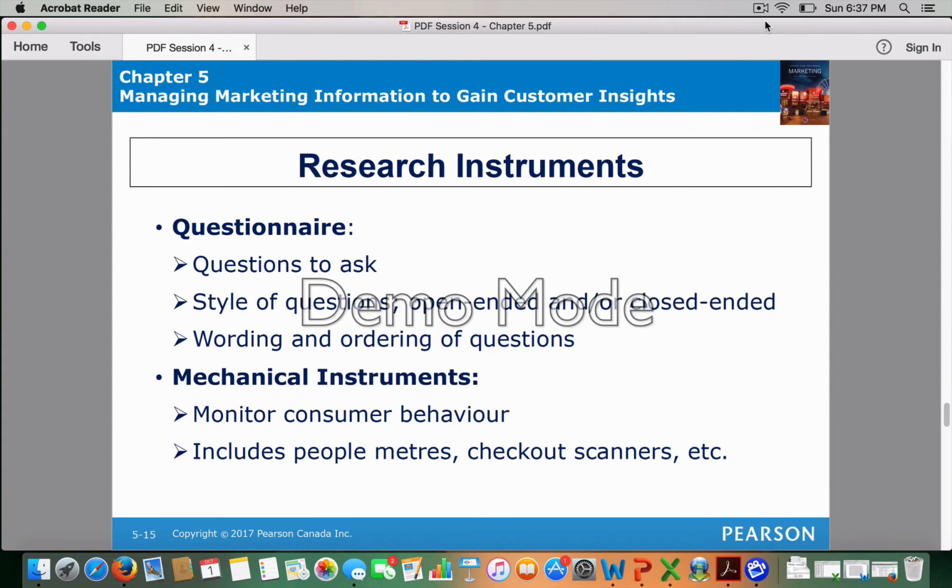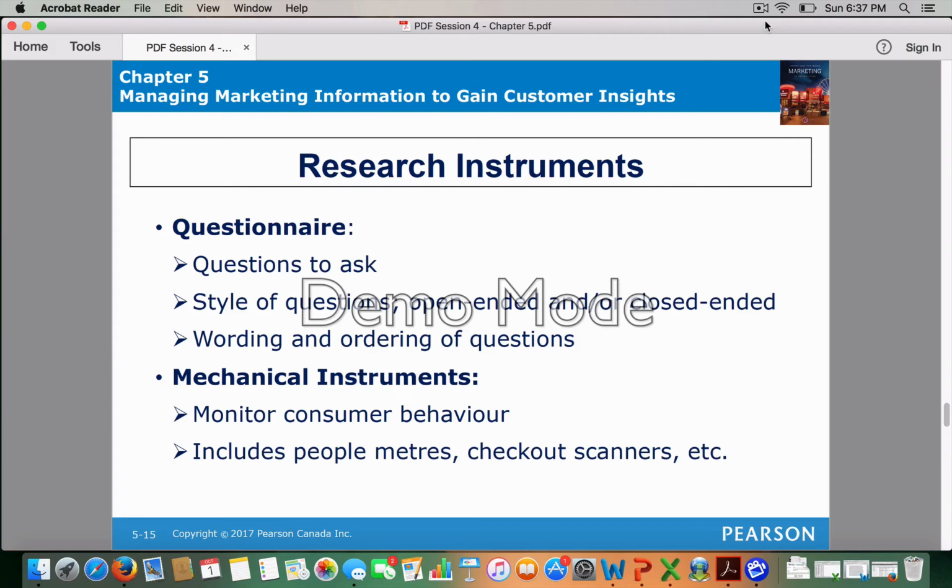You also want to think strategically about the ordering of your questions. You often want to start with some fairly easy questions, get into the harder or the meatier questions in the middle, and then end on some easy questions again. So you want to think about the ordering of the questions.